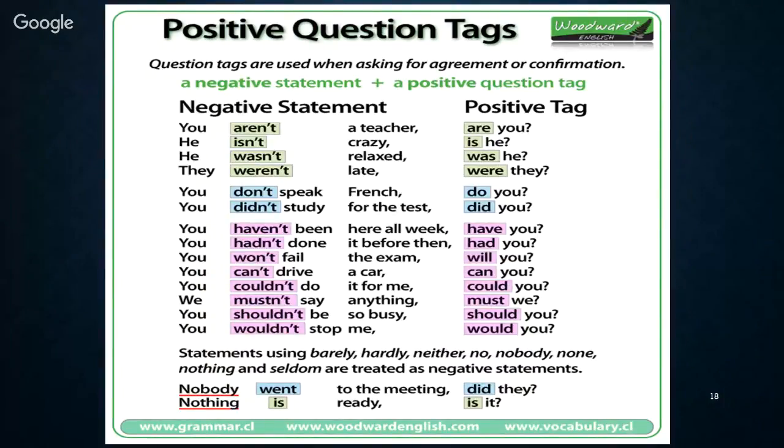Positive question tags. Negative statement, positive question tag. You aren't a teacher, are you? He isn't crazy, is he? He wasn't relaxed, was he? They weren't late, were they?